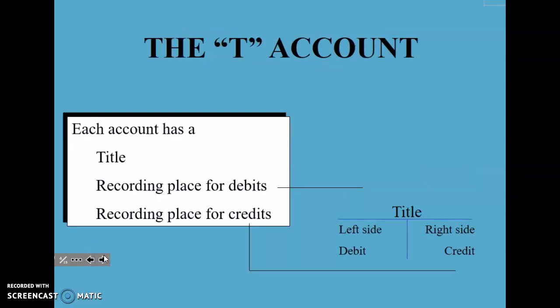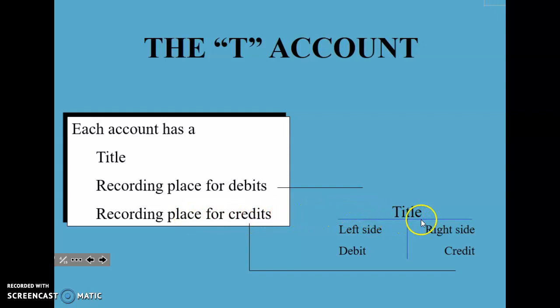Now, we're going to learn about something called a T account, and it's shown here, and it's called a T account because that's what it looks like. It looks like a capital T. Each T account has a title, and that's the title of the account, recording a place for debits, and recording a place for credits. Now, let's talk about each part of these.